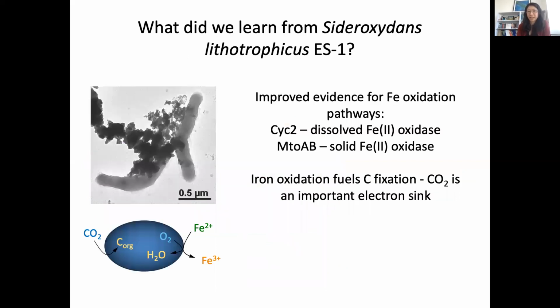And so we think that our hypothesis thus far is proven correct, that Psych2 is an oxidase of dissolved iron 2, which is quite common in the environment. But as we know, as earth scientists, minerals are where most of the iron is. And so if organisms have a way of gaining energy from mineral iron, that's even better. And so I think that they have these more complex multi-heme cytochromes in order to do that. And ultimately, either way, this iron oxidation fuels carbon fixation, and CO2 is actually an important electron sink for these organisms.